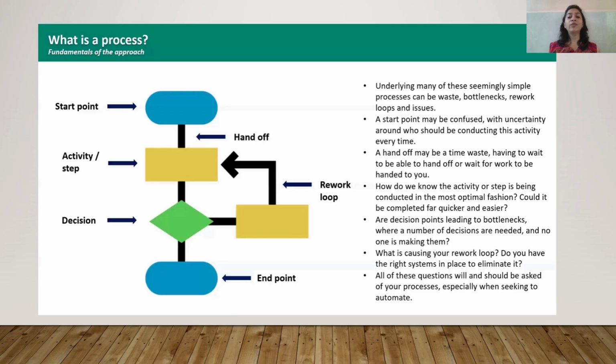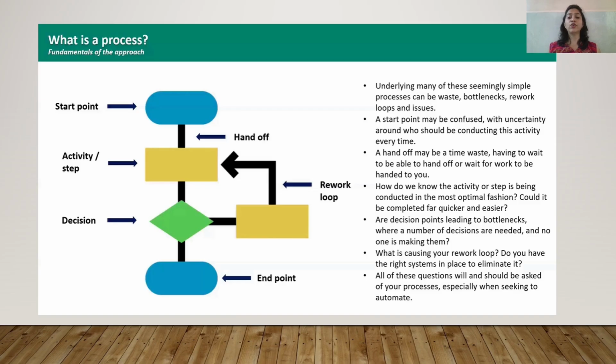Underlying many of these seemingly simple processes can be waste, bottlenecks, rework, loops, and issues. A start point may be confused with uncertainty around who should be conducting the activity every time. A hand-off may be time wasted, correct? Having to wait to be able to hand off, or wait for work to be handled by you. If you are not aware of that process, then you are going to hand off to other departments, and then that time gap, that waiting time will be created. So we are going to avoid that with the bot.